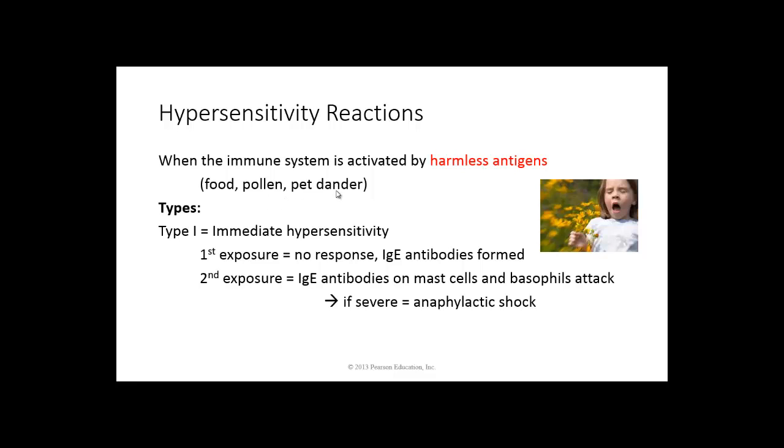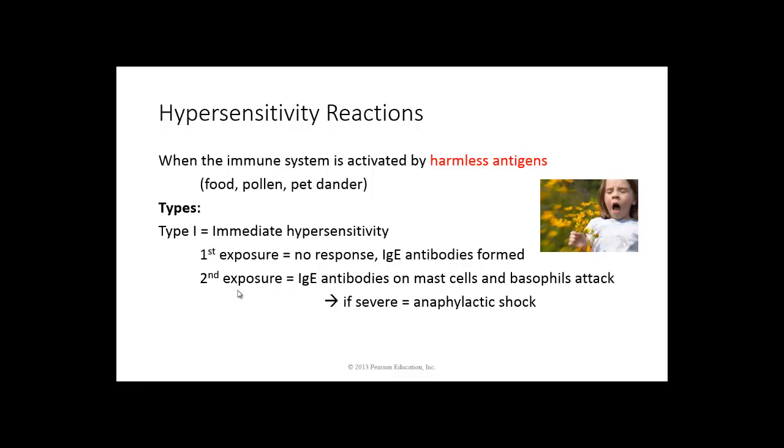And pet dander are examples of hypersensitivity reactions. So there's different types of hypersensitivity reactions. The type 1 is immediate hypersensitivity, which means the first exposure is no problem. We're exposed to it, we don't have any reaction, but we do form many IgE antibodies against that antigen.